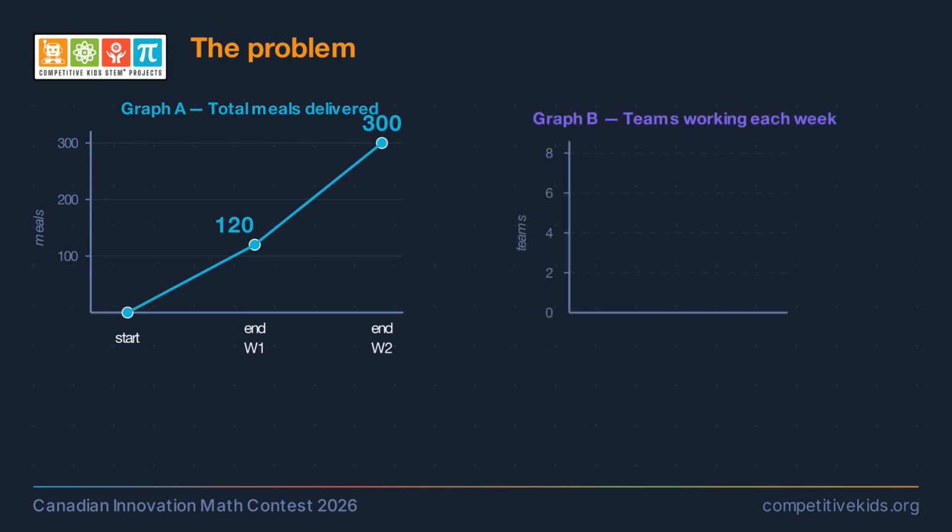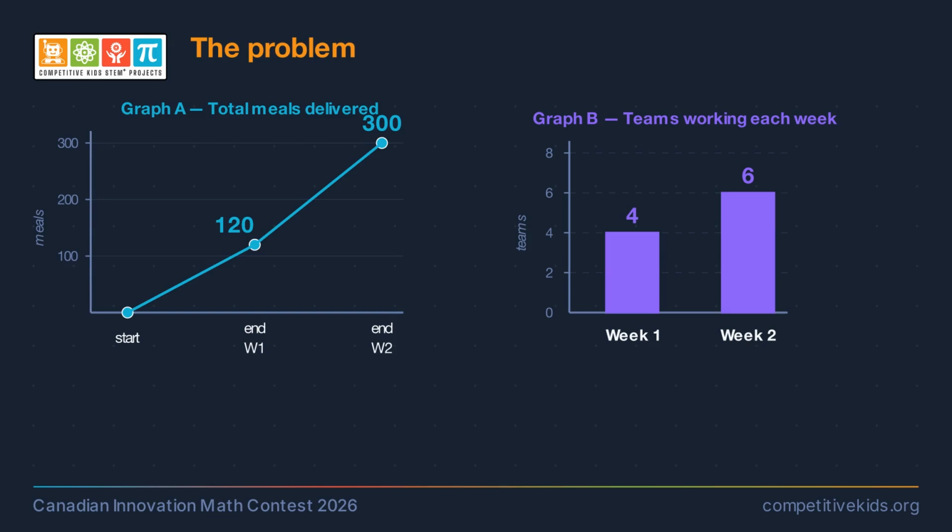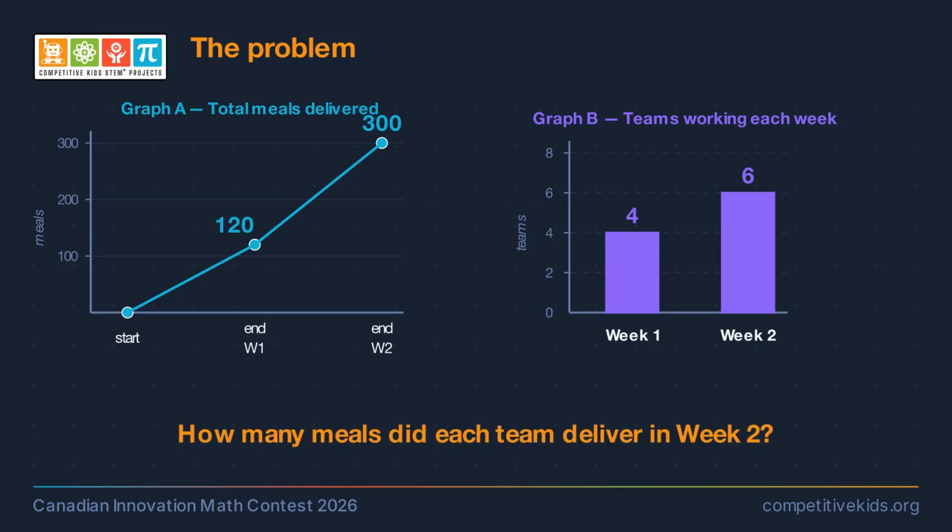Graph B is a bar graph. It shows how many teams worked each week. In week 2, there were 6 teams. The question is this: how many meals did each team deliver in week 2?